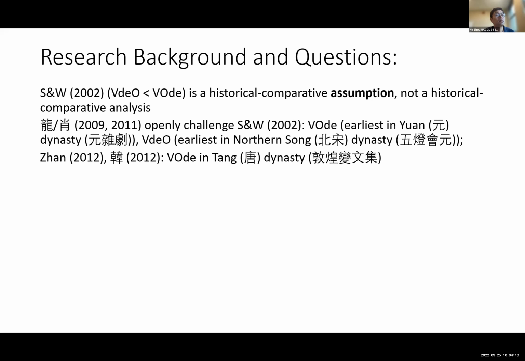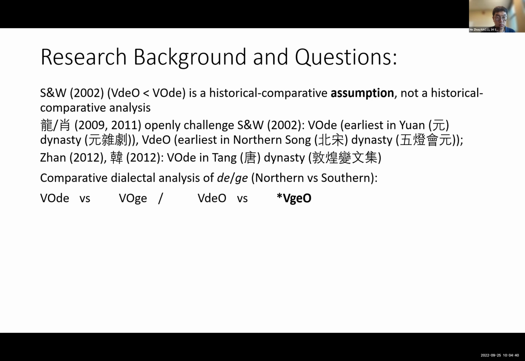People like Zhang and Han find examples of VOD in the Tang dynasty, in the Dunhuang Bianwenji. Right, so there are these chronological difficulties, and people have been looking at these two variants, and they come up with different chronologies. So the diachrony of Chinese clefts is quite messy, and we see people challenging Simpson and Wu by saying that their assumption doesn't work on philological grounds. And also there's the comparative analysis. I put out two slides before the de and ge. Okay, we've got this northern and southern divide between dialects with the de and ge.